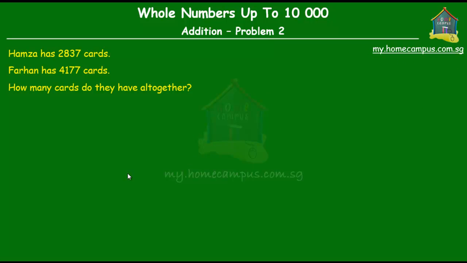my.homecampus.com.sg. In this lesson, we'll learn addition with regrouping. Okay, so here's a question. Hamza has 2,837 cards. Farhan has 4,177 cards. How many cards do they have altogether?